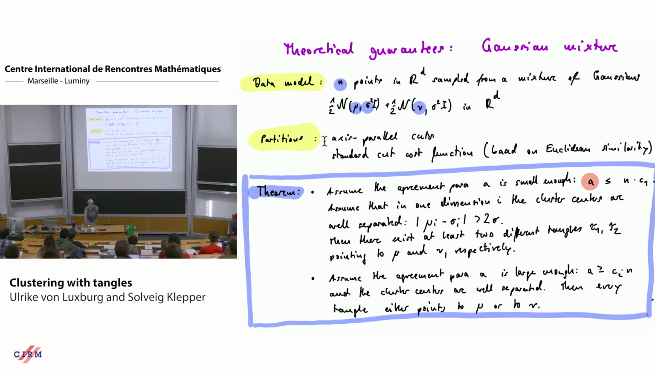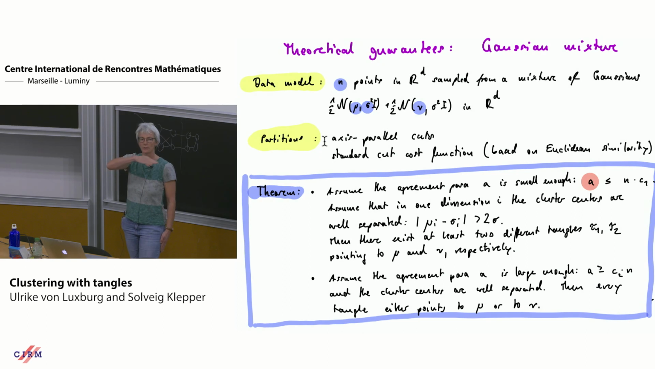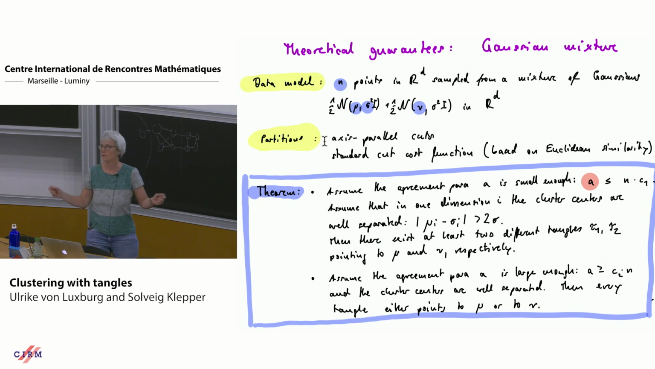And now the interesting question is again, what are the cuts that we are going to look at? And in this example, we chose all axis parallel cuts. So you have all cuts in this direction, all cuts in this direction, and then for each dimension, you look at all the axis parallel cuts. And the cost function is again the standard cost function based on the Euclidean distance within the space.